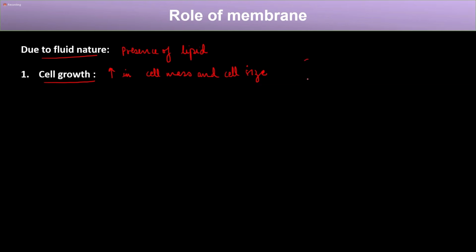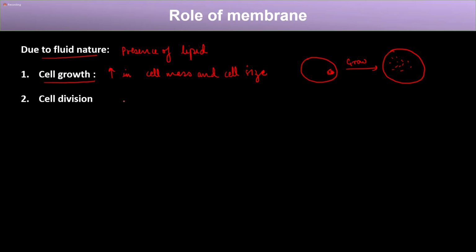And the boundary of the cell is the plasma membrane. So, suppose this is a cell. When it grows, it will increase in size, right? All its content will increase in size. And for that purpose, the plasma membrane also grows. And in this way, it helps in cell growth.